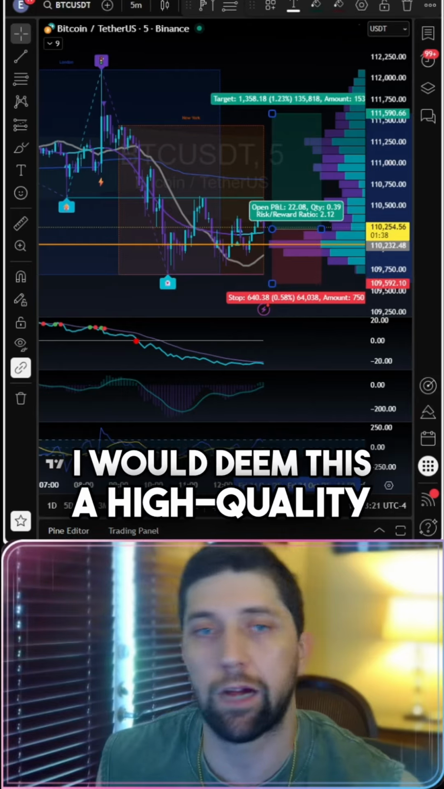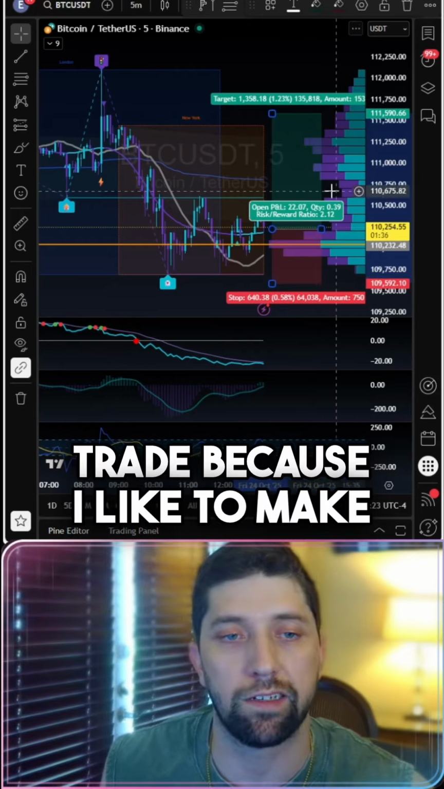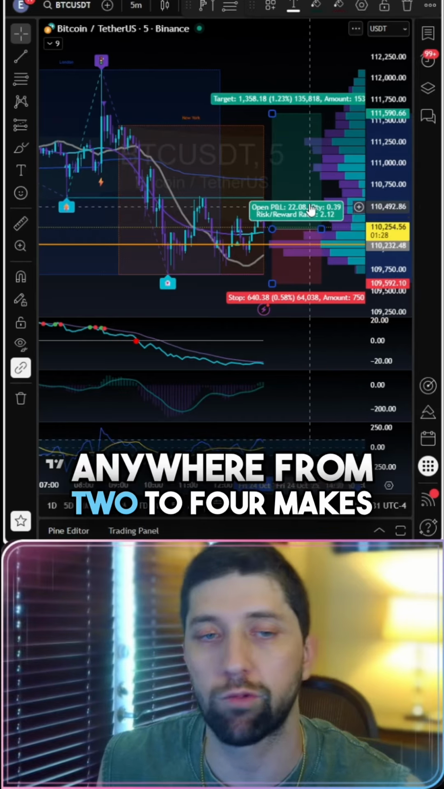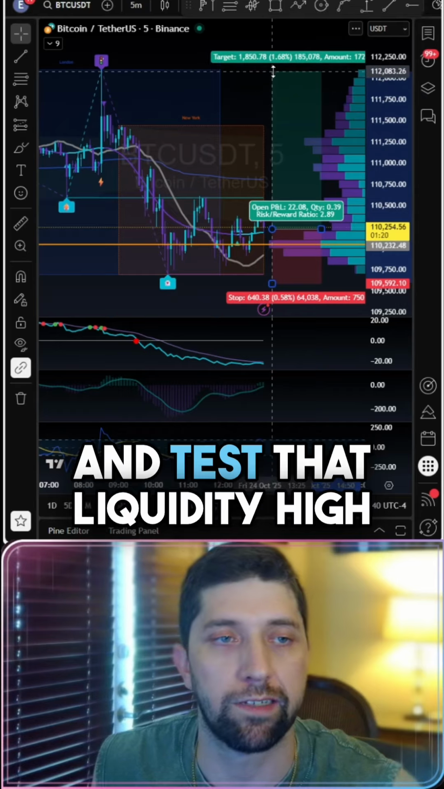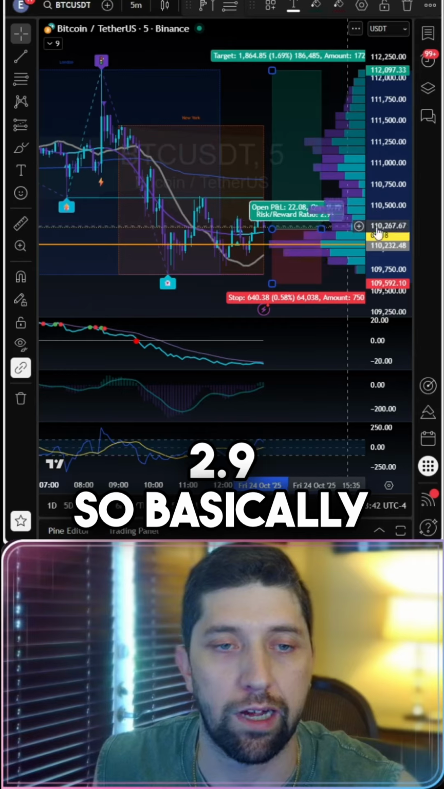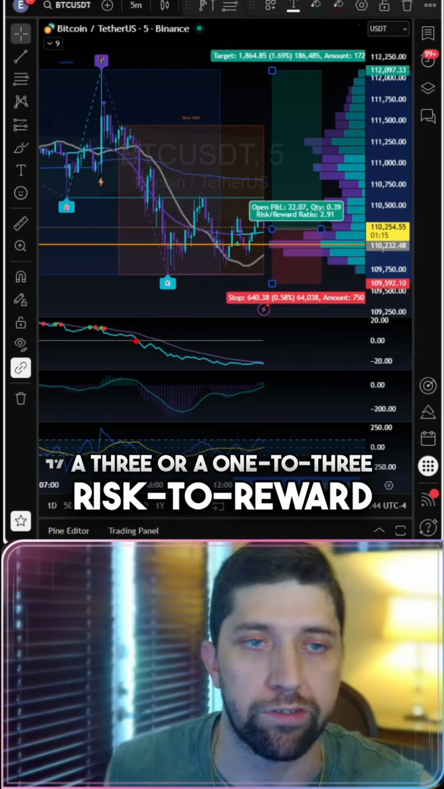And then from there, I would deem this a high quality trade because I like to make sure that this number is above 2. Anywhere from 2 to 4 makes me pretty happy. And then if this did want to play to the impulse high and test that liquidity high, that's going to be a 2.9. So basically a 3 or a 1 to 3 risk to reward ratio.